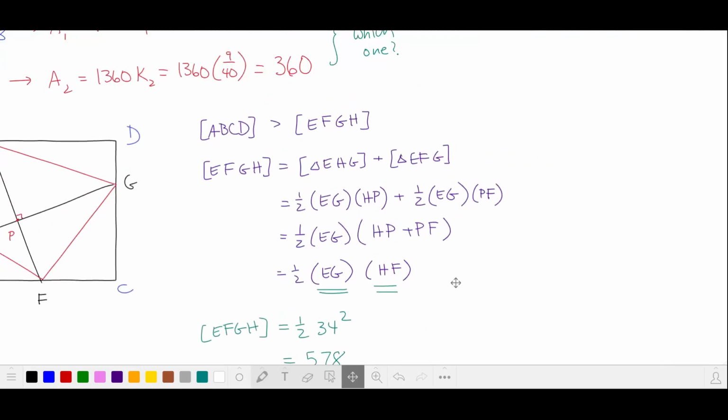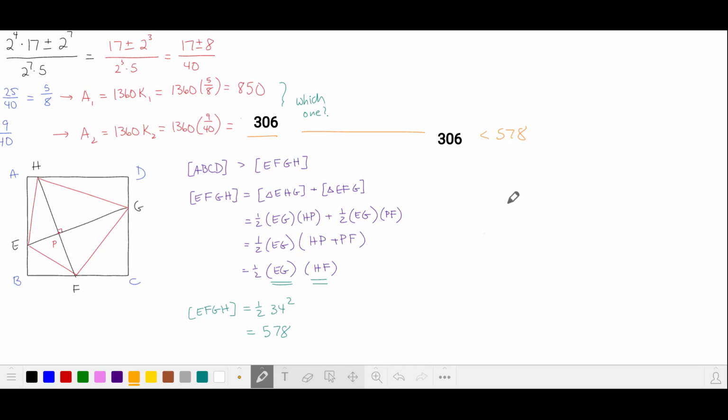Let's check our two areas. We notice that our second area for ABCD is smaller than the area of this quadrilateral, so that's not valid. Since 850 is greater than 578, our answer is 850.